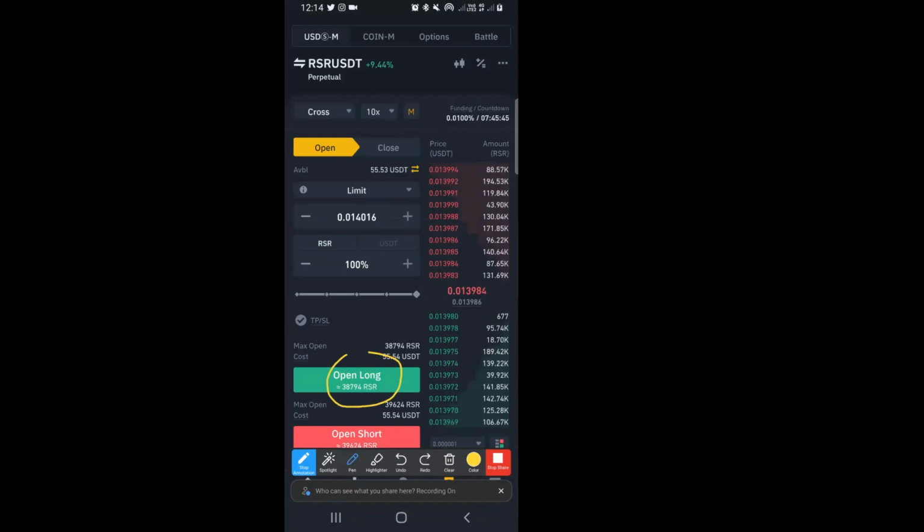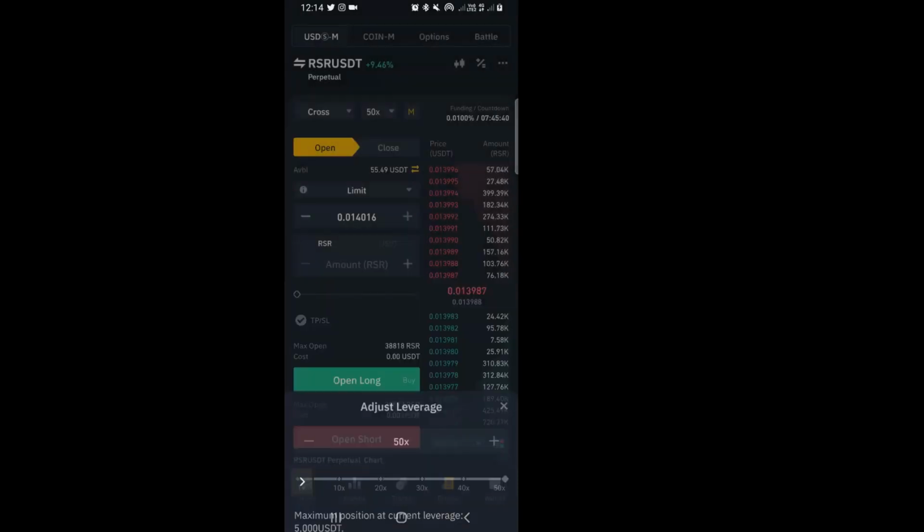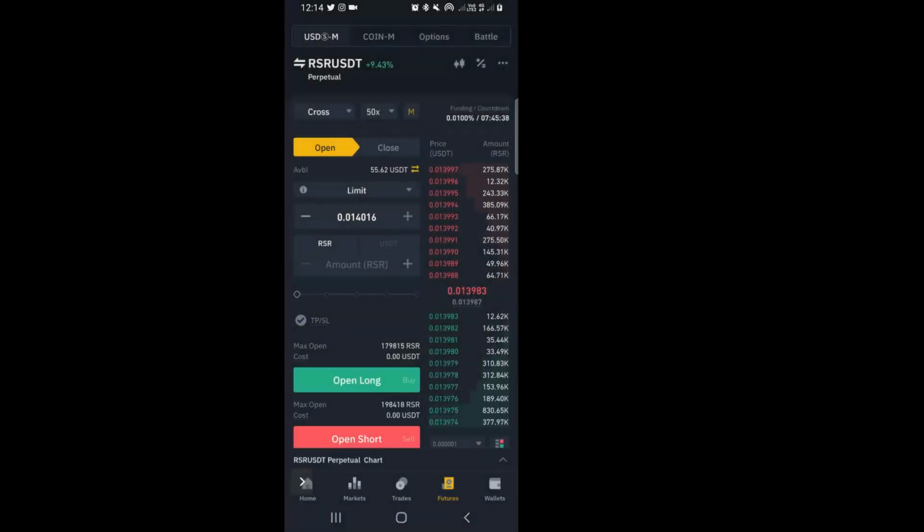So let's see now, the higher you go when it comes to leverage, the 50 is usually the maximum for small coins. BTC will have up to 125. You see now, from that 38,000, we can now slide. We are now having 178,000 from that. You can see the magic there.